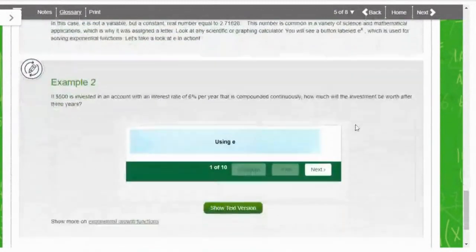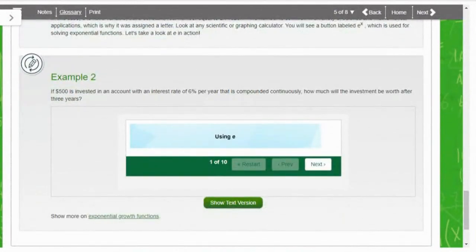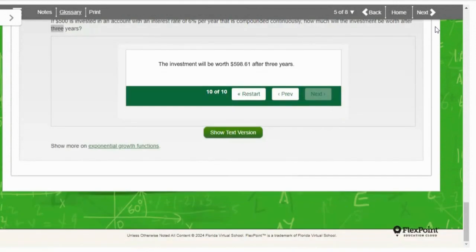Let's see. There's one, $500, 6%, compounded continuously, which I can say is like every millisecond they're giving you your interest. That's not going to happen. But after 3 years, we'll see it makes a lot more money because of the compounded continuously. $598. It made almost $100 in just 3 years because it's compounded continuously using that E. Hi, Bella. Hi, Haley.